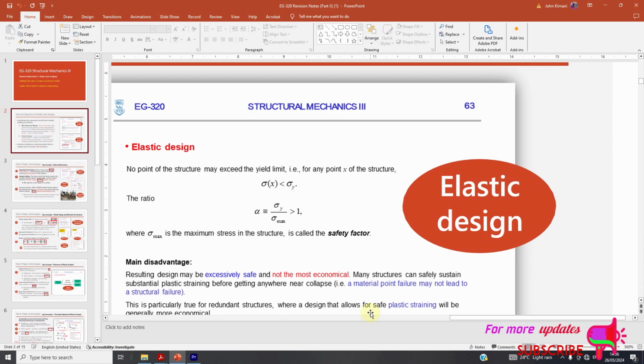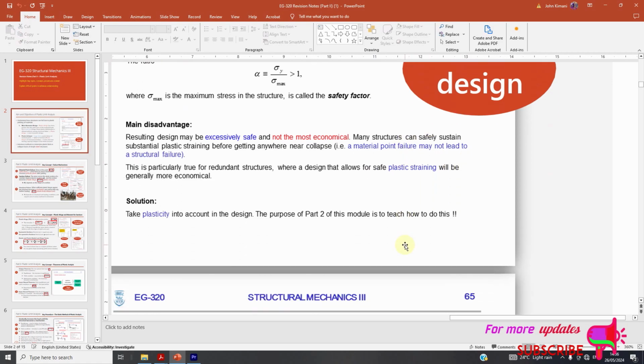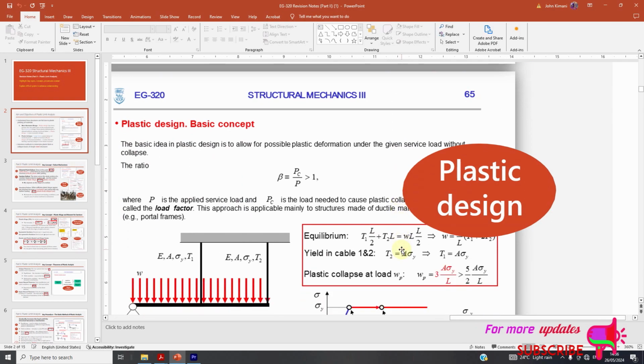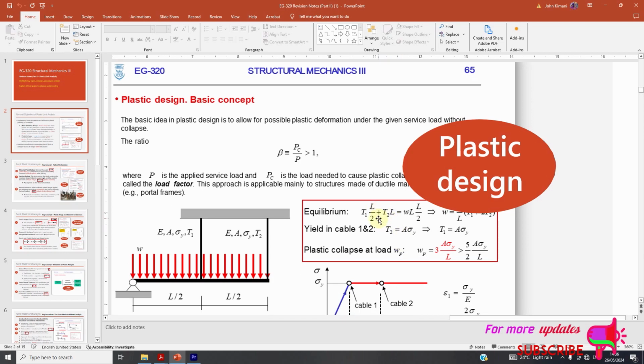On the other hand, in plastic design, some plastic deformation is allowed, resulting in a more economical design. So the basic idea in plastic design is to allow possible plastic deformation under a given service load without collapse.